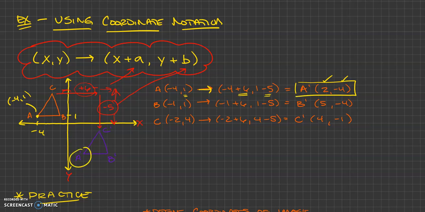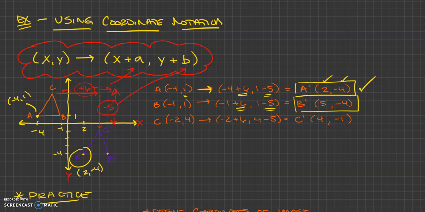Now there's A prime. What's this coordinate? There's a 2, and 1, 2, 3, 4. There you go. 2 in the X, -4 in the Y. And that's exactly what I have here. And so for B going to B prime, B is at -1 and 1. So I add 6 to the -1 in the X. I subtract 5 from the 1 in the Y. And I get B prime is 5, -4. And that's exactly what this is, 5 and -4. And you can do the same thing for C.